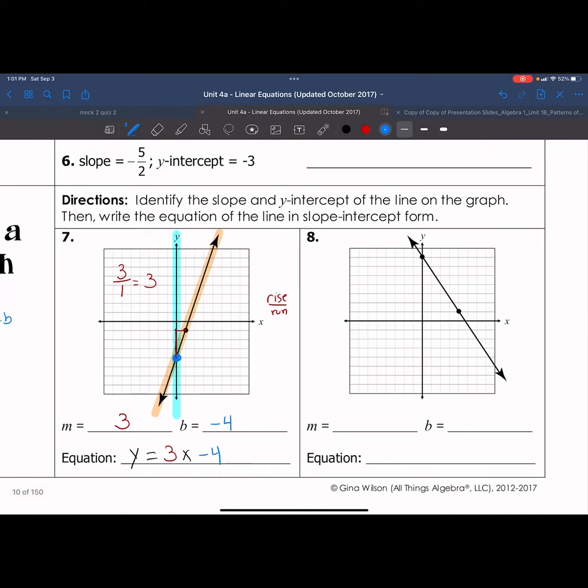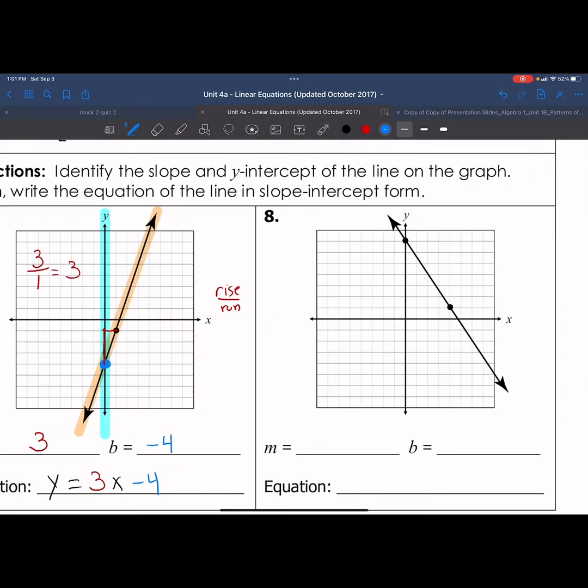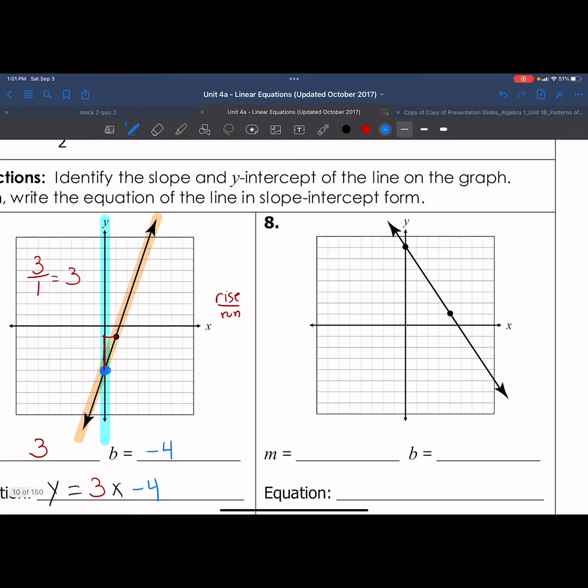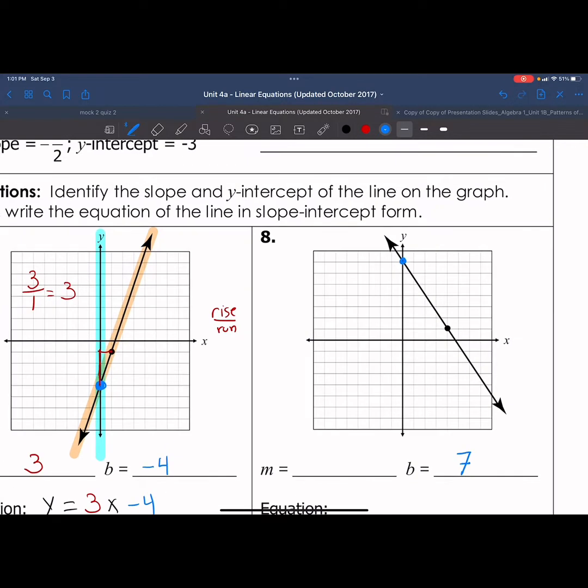We have another graph here, and again we identify our y-intercept. It's where this line crosses the y-axis, which is here. We can say that's 1, 2, 3, 4, 5, 6, 7. So my y-intercept is 7. In this case, we're going to go from here to here. We go down 1, 2, 3, 4, 5, 6. We went down 6. And we're going to the right 1, 2, 3, 4. So we went right, which is +4.